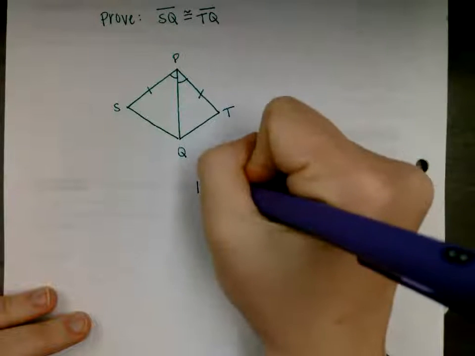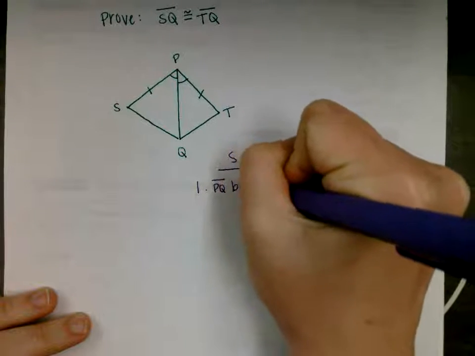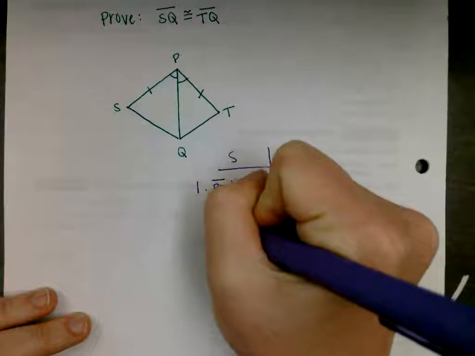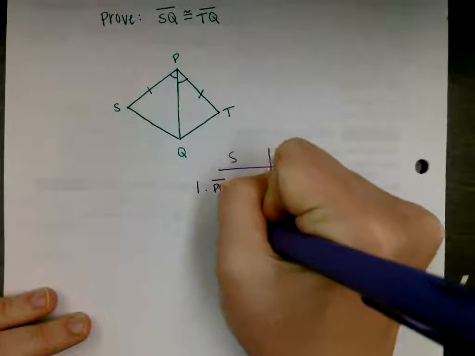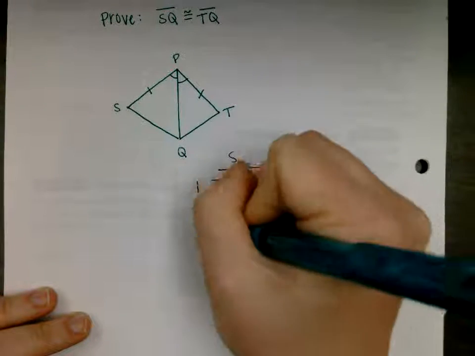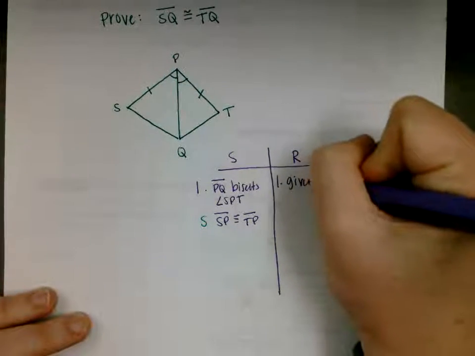Okay, so I'm going to start off with segment PQ bisects angle SPT, and that segment SP is congruent to segment TP. Right there, I know that I have a side. All of that is given.